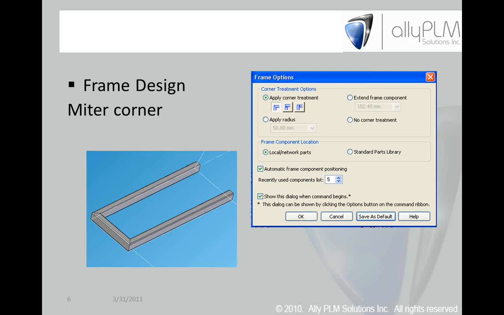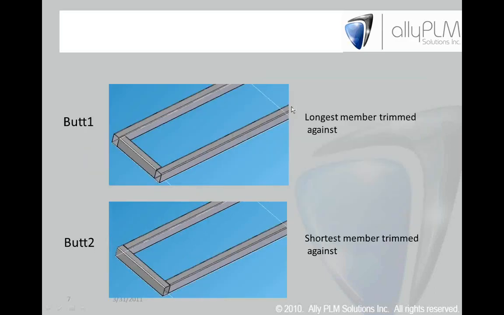If for some reason we don't like it or we want to modify it, we can change it; these are the other two settings, butt 1 and butt 2. If I select butt 1, the longest member is trimmed against, as you can see on the screenshot. And if I choose butt 2, the shortest member is trimmed against. So these are two different treatments.